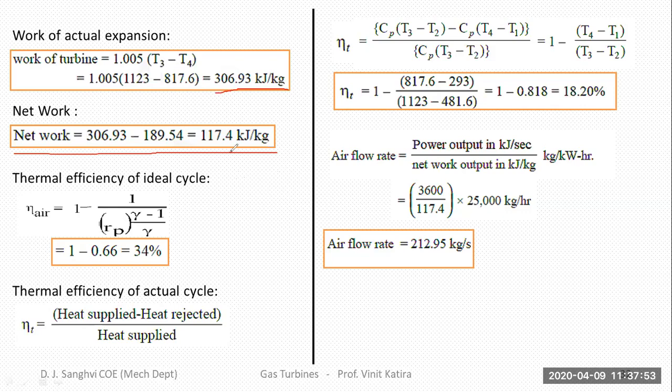Is everyone getting net work as 117 kilojoule per kg? Yes, sir. Okay. So next we have to find out the efficiency of the ideal cycle. Since for the ideal cycle the efficiency only depends on the pressure ratio, we can use this formula: 1 minus 1 upon Rp raised to gamma minus 1 by gamma. And you should get the efficiency as 34%.